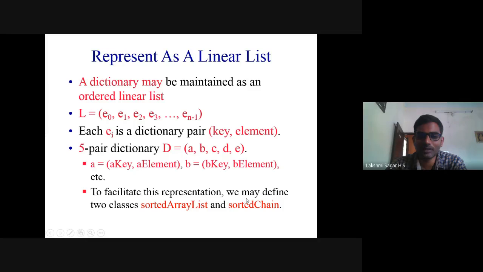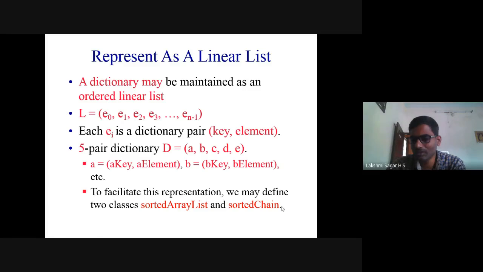To facilitate this representation, we may define 2 classes. One is a sorted array list and the other is a sorted chain. So we have already discussed the array representations. It is similar to this, but sorted array list is nothing but we are going to arrange the elements either in ascending order or descending order. So whatever way you want to sort it, you can do it in array representation. And sorted chain is similar to linked list representations. We have already discussed the linked list representations.